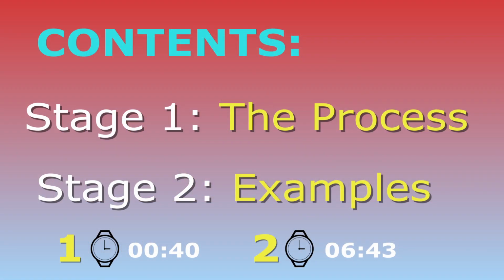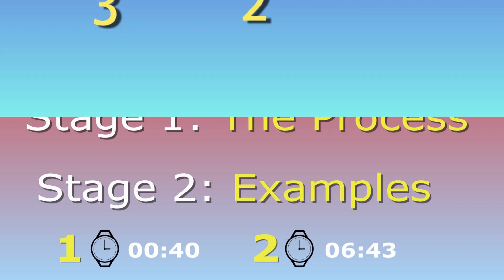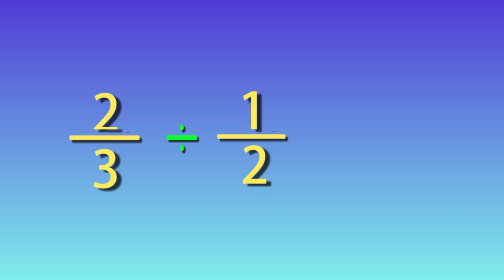To understand this process, we first need to look at how a division problem with fractions is constructed. Take the problem 2 over 3 divided by 1 over 2. This problem is made up of three elements: a number on the left, which is a fraction, an operation in the middle, which is division, and another number on the right, also a fraction.